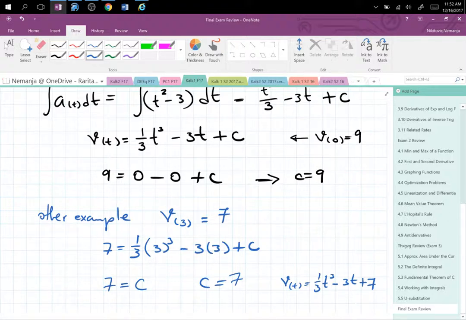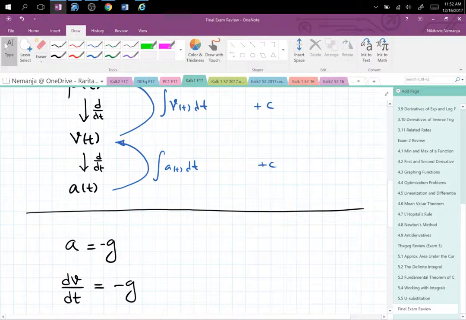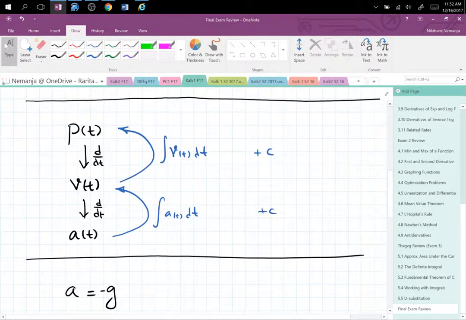That's why you learn the string: position differentiated is velocity, differentiated is acceleration. And actually that makes sense. Think of the units. If your position function is measured in miles, then your velocity is the derivative with respect to time, miles per hour. Units work.